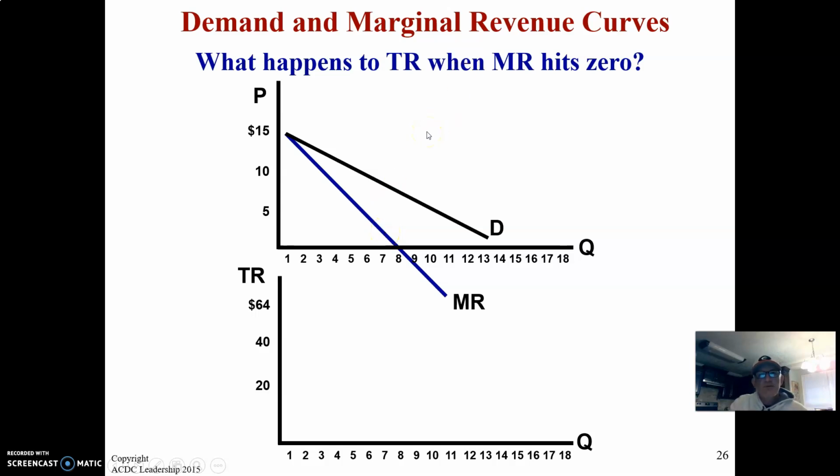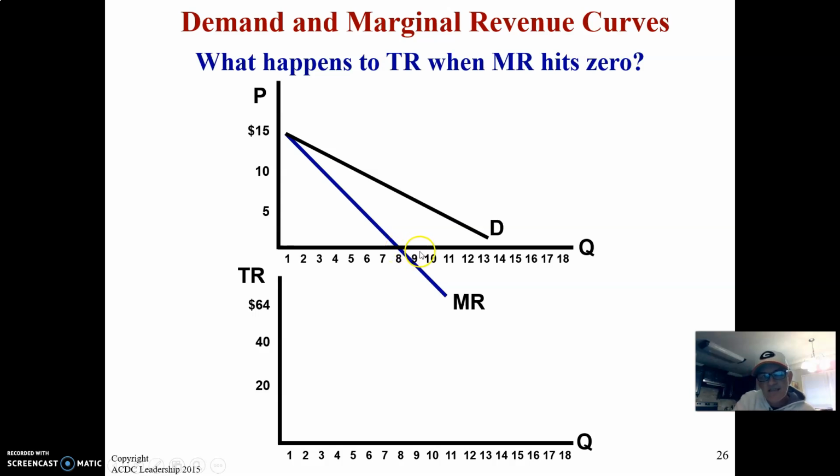Okay, so notice this question here: what happens to total revenue when marginal revenue equals 0? Well, think about this. Every time you sell an item, if you're getting a positive marginal revenue, you've got a cash register sitting there. I'm putting more and more money into my cash register. So my total revenue should be going up. At the point it hits 0, that's the most money I'm going to make.